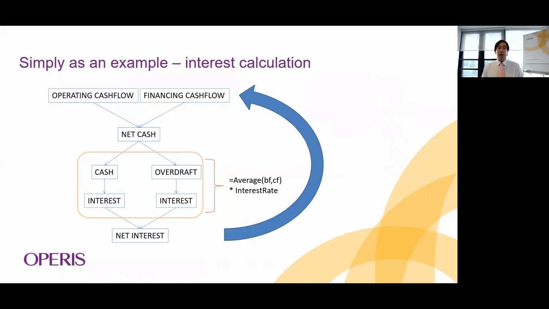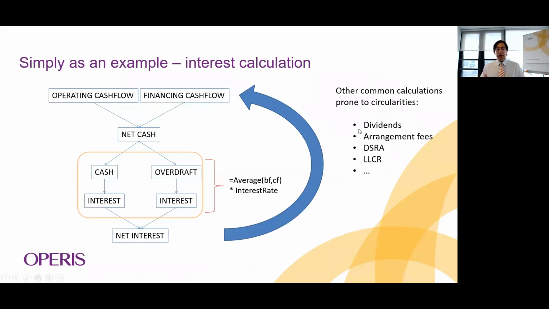Now, in a model, you might see other circularities. There are some topics very prone to circularities, like dividends, arrangement fees, DSRAs (debt service reserve accounts), and loan life cover ratios. These last two, because they are looking ahead, so you're looking at the cash flows ahead. But the cash flows ahead will also depend on the cash flow today. So there is a circularity, a circle reference, also within those calculations. So these are some examples. We're going to use the interest during our demo.